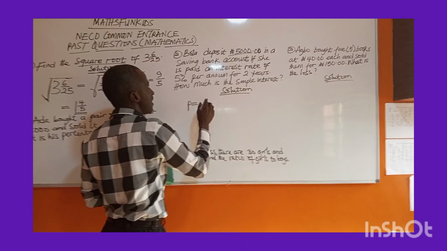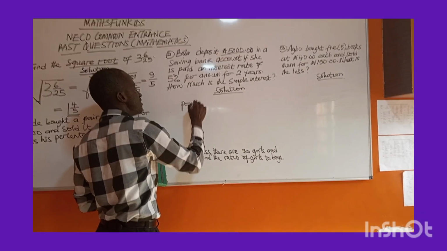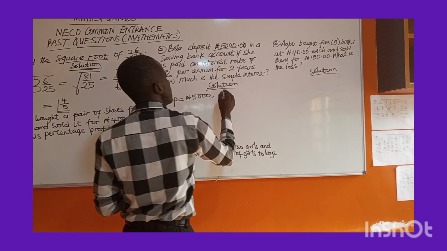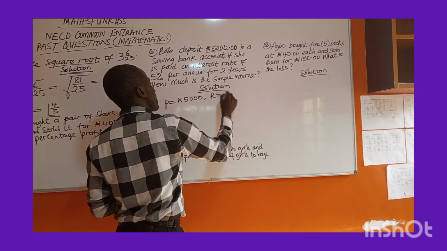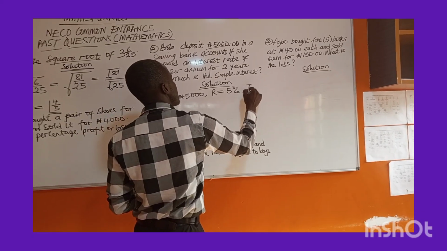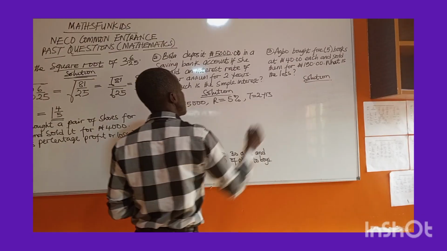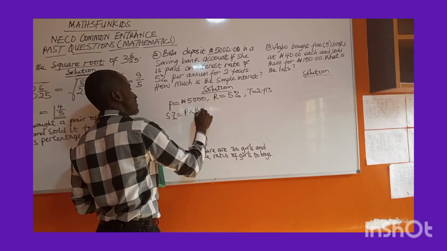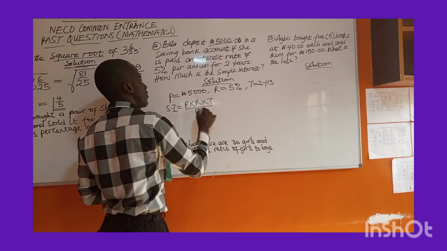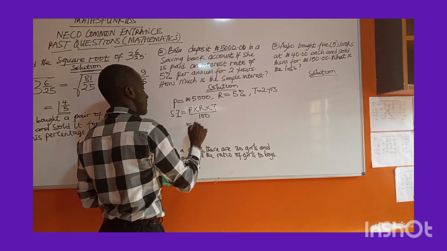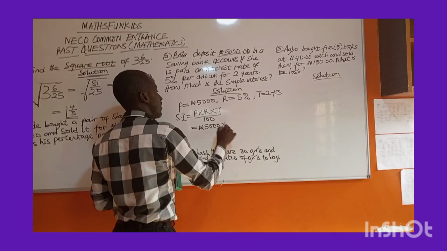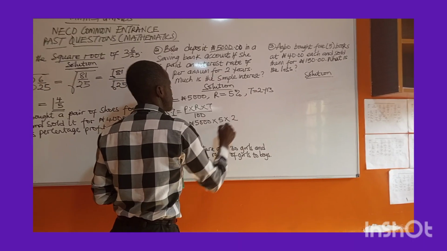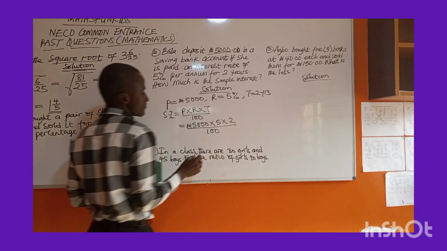The principal is P. We are using P to represent the principal, which is 5,000 naira. Now, the rate is 5%, and the time is 2 years. So the simple interest formula is principal times rate times time all over 100. The principal is 5,000 naira, multiplied by the rate 5, multiplied by the years 2, all over 100.